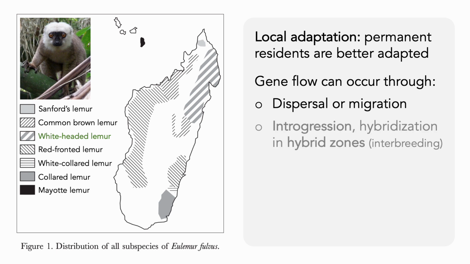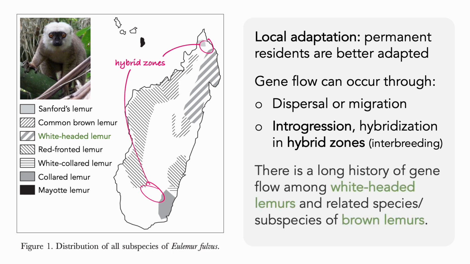Gene flow can also occur through introgression or hybridization, especially in hybrid zones, which are edges or overlap in species ranges. Introgression is actually a type of hybridization in which alleles from one species or population are introduced into the gene pool of another, but rather a small amount instead of a relatively even mix. There is a long history of gene flow among white-headed lemurs and related species or subspecies of brown lemurs.